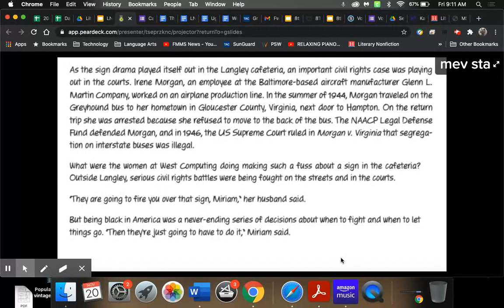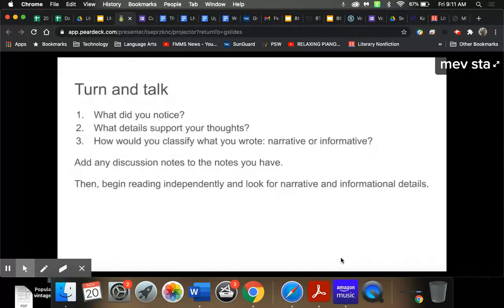What were the women at West Computing doing making such a fuss about a sign in the cafeteria? Outside Langley, serious civil rights battles were being fought on the streets and in the courts. They are going to fire you over that sign, Miriam, her husband said. But being black in America was a never-ending series of decisions about when to fight and when to let things go. Then they're just going to have to do it, Miriam said.